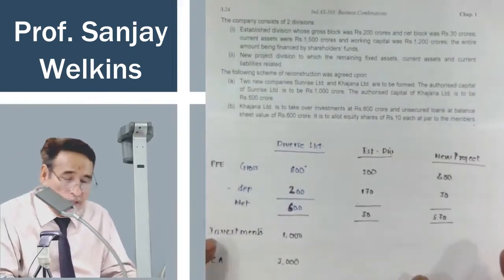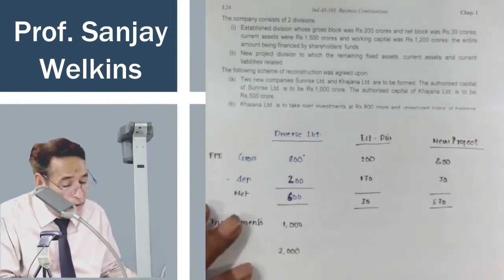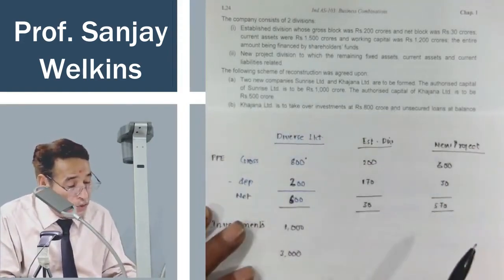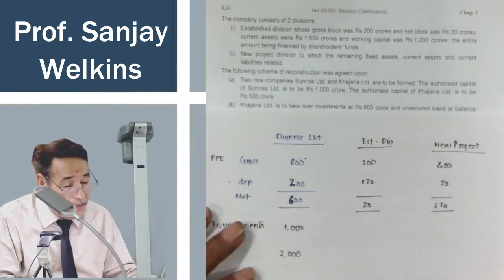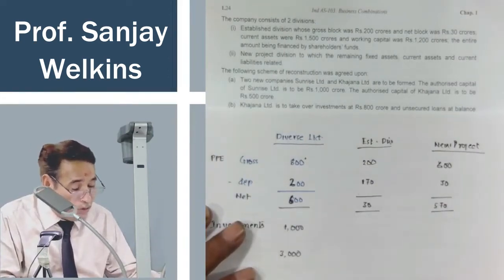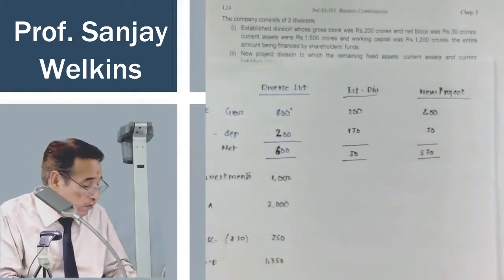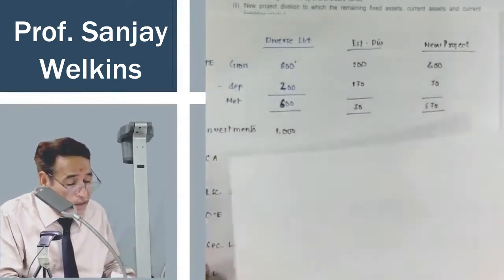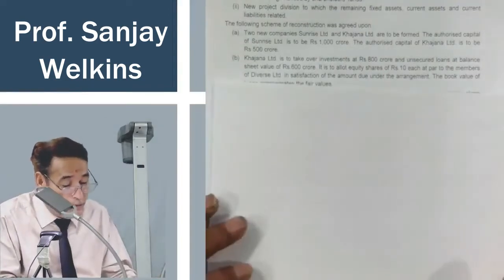The following scheme of reconstruction was agreed upon. Now a reconstruction scheme or rearrangement scheme has been agreed upon. Two new companies, Sunrise Limited and Khajana Limited, are to be formed. Let me take another rough sheet so that I can explain it better. Now the question states that two new companies are going to be formed.